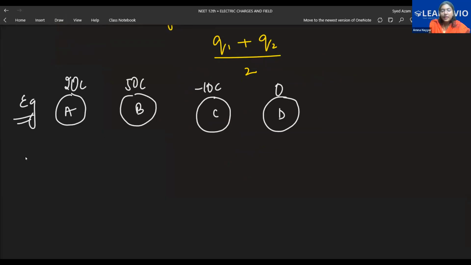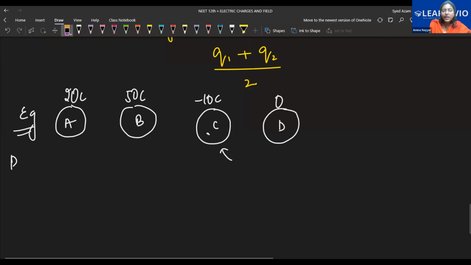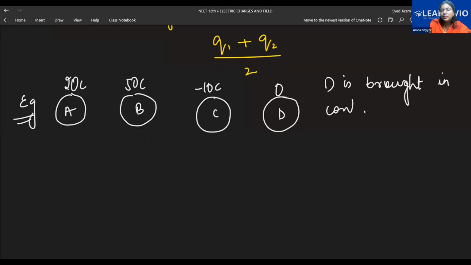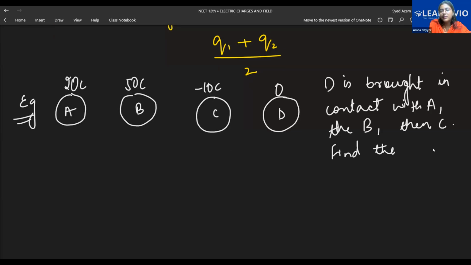The question says D is brought first in contact with A, then B, then C. This is the question. This final sphere, this charge D, let me write it here. D is brought in contact with A, then B, then C, and then it's removed. You have to find the final charges.